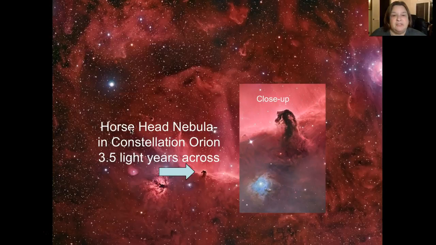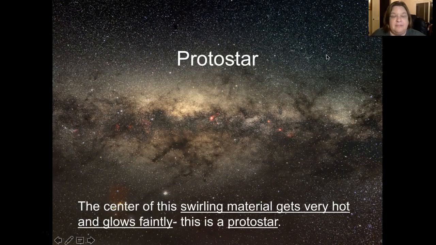And this is the Horsehead Nebula. So this is a close-up of the actual Horsehead part of the Horsehead Nebula. This is 3.5 light years across. So it takes 3.5 years for light to go from over here to over there. So it's a little bit on the big side.